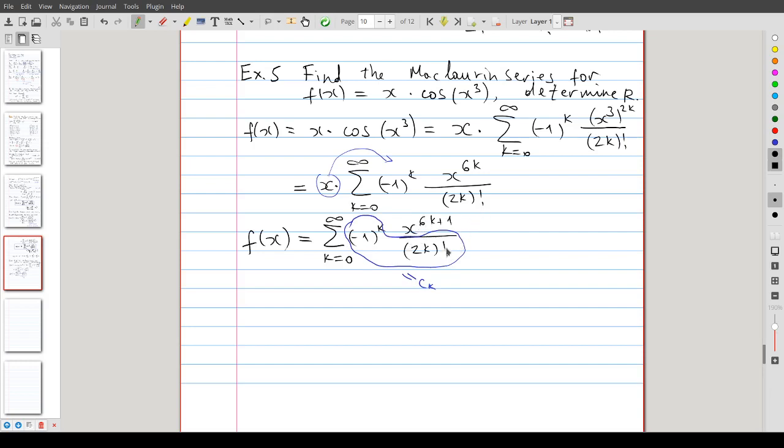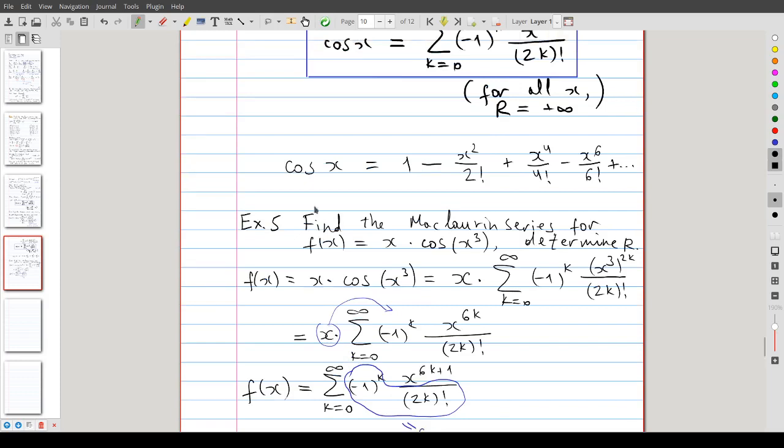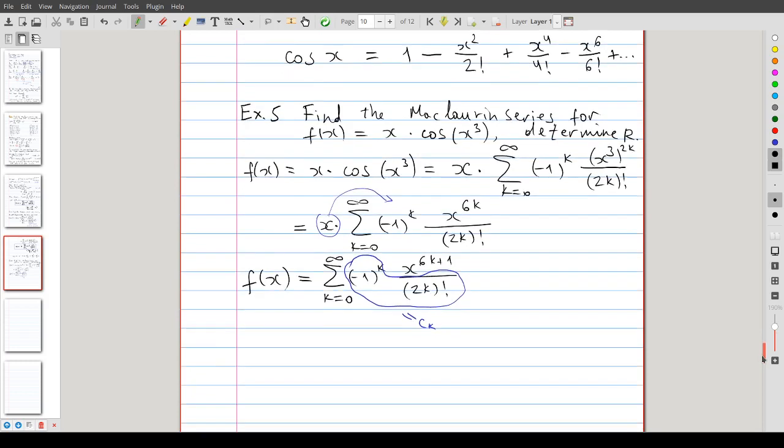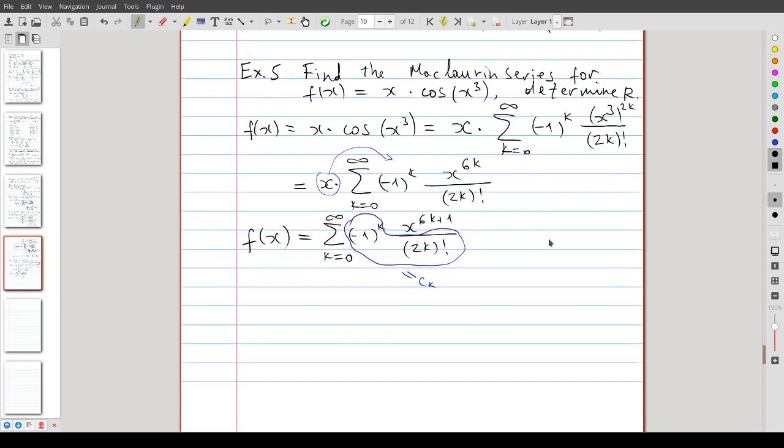Or, alternatively, we can say, well, this series is obtained from the series of cosine of x cubed, like so. We know that the series for cosine x converges for all x. So in particular, this series over here will converge regardless of which value of x we put in it. And then multiplying by x does not change the radius of convergence. And so as a result, this series for f of x has infinite radius of convergence as well.